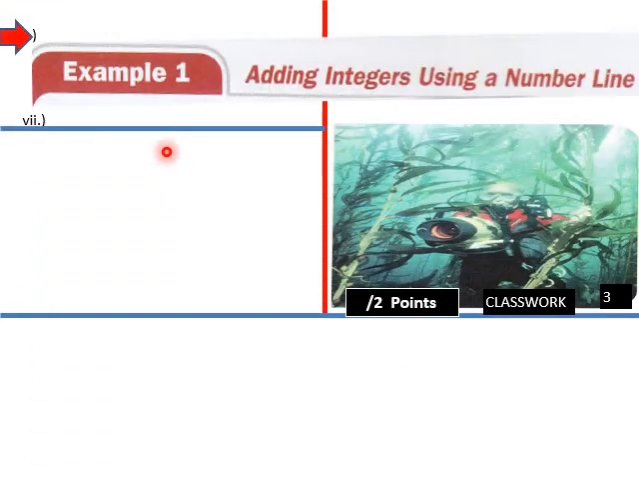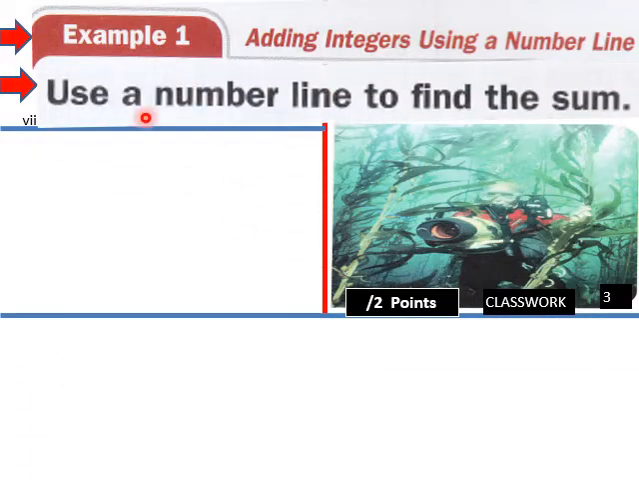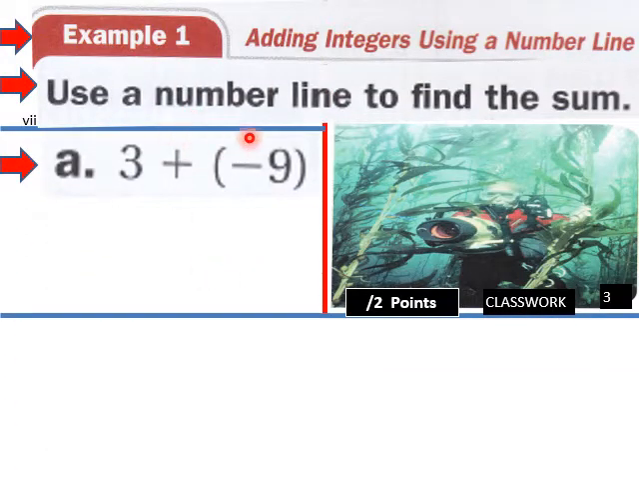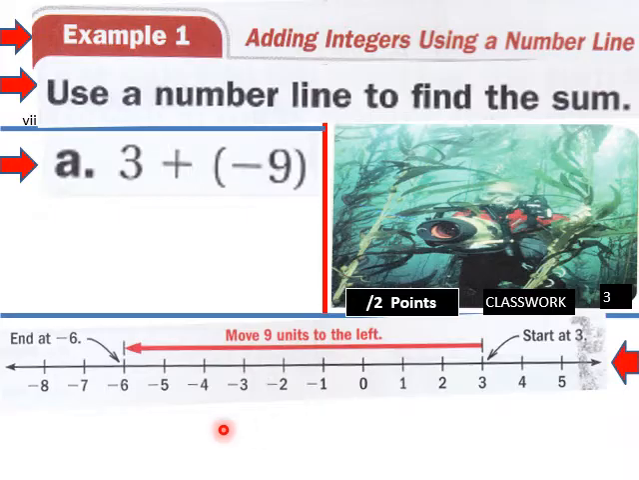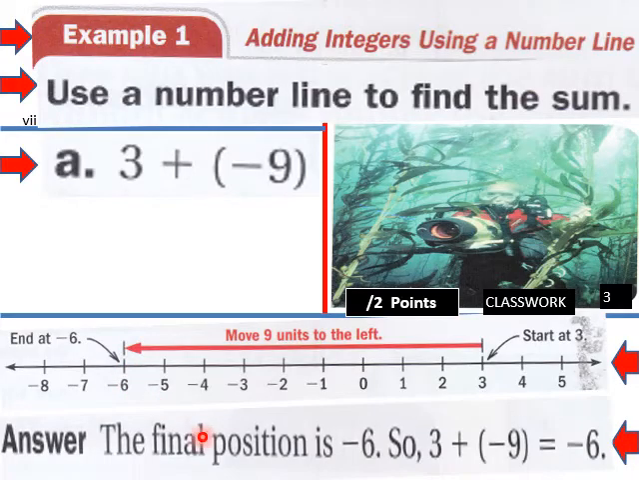Okay, let's try one now. Adding integers is using a number line to find the sum. So let's use a number line to find this sum here, 3 plus the -9. So we start here, end at -6. So here's our 3. We start at 3, and then we add a -9. So that means we go 9 units to the left, and we end up here at -6. So 3 plus a -9 would be a -6, correct? So we move 9 units to the left, and we stop at -6 on a number line. So the final position is -6, so 3 plus a -9 would be a -6.